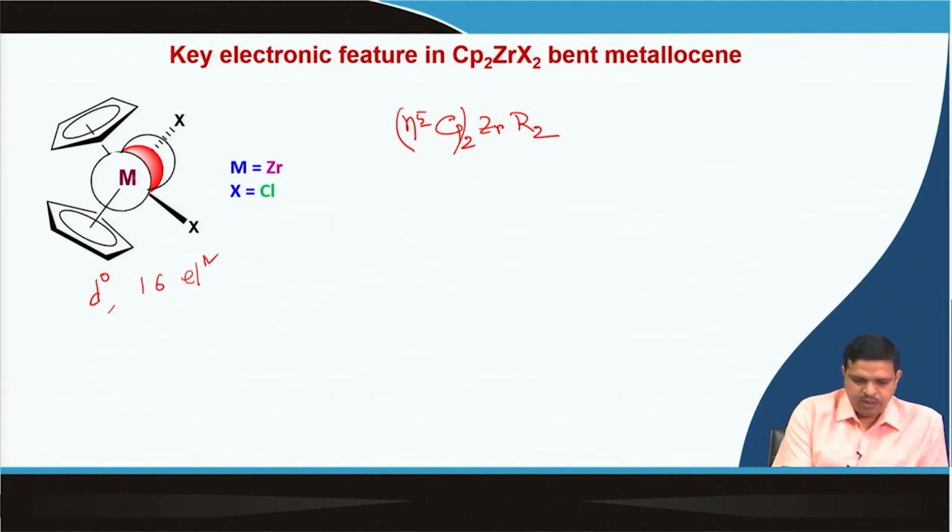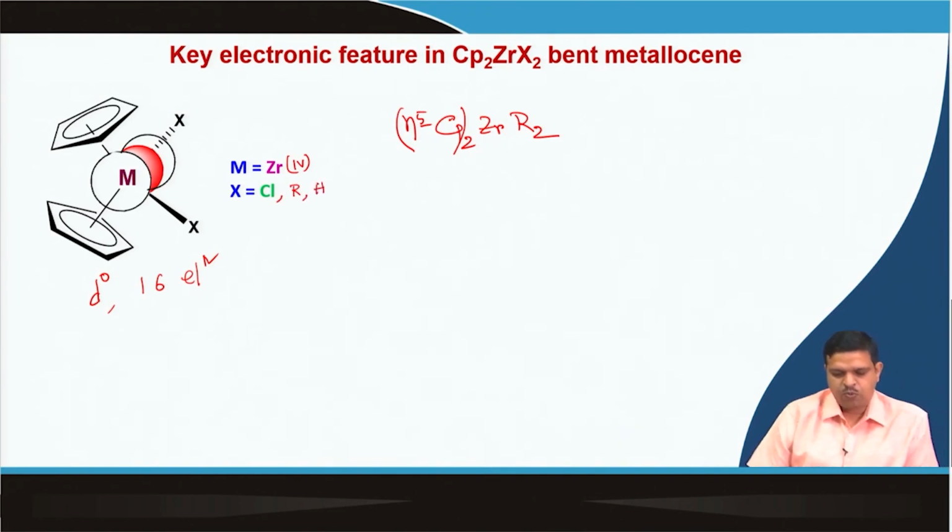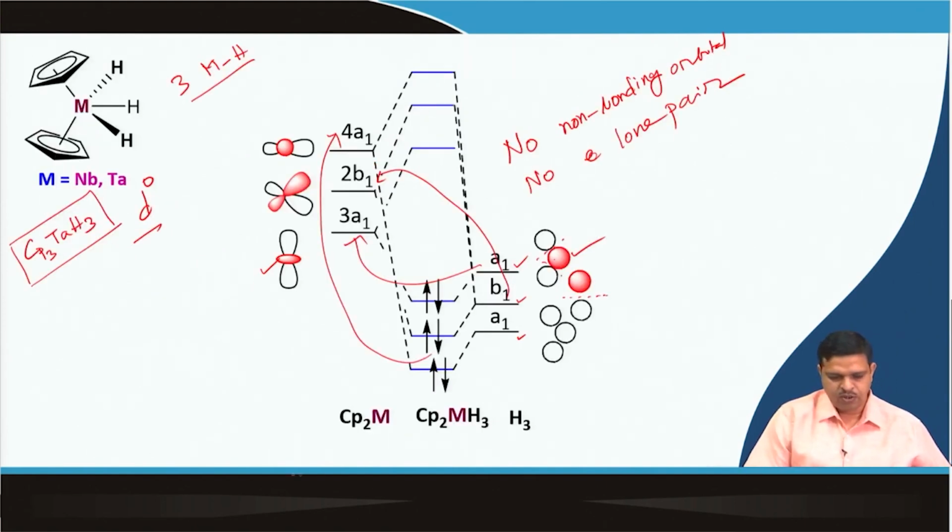So, here it is zirconium in the +4 oxidation state, and this X may be Cl or R, or H. So, both are hydride, both are Cl, both are R. So, in this case again you see that if we do the similar, here also it will be like Cp2 tantalum H3.